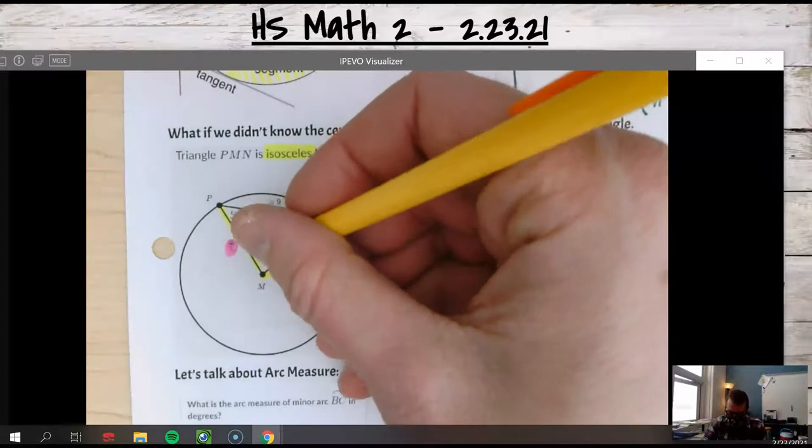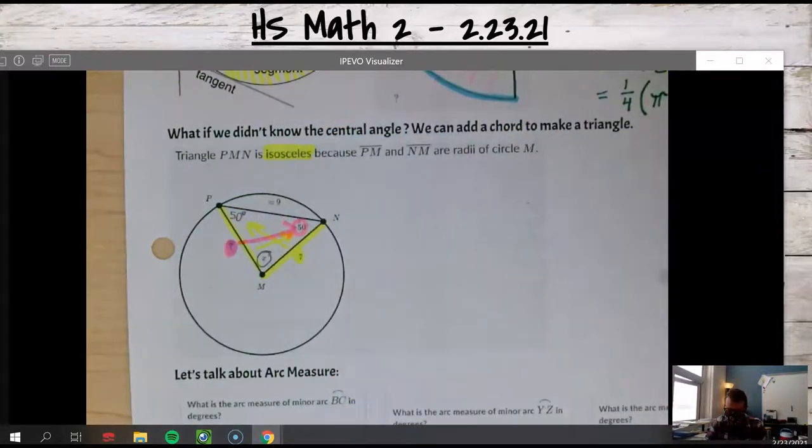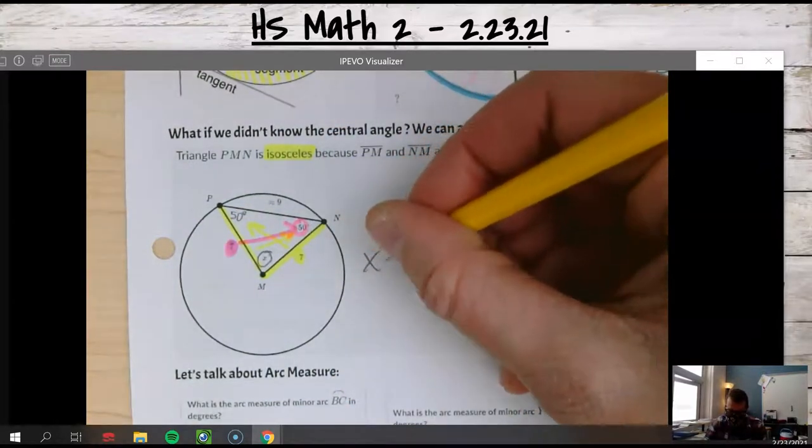So then that leaves us with angle X being 80 degrees.